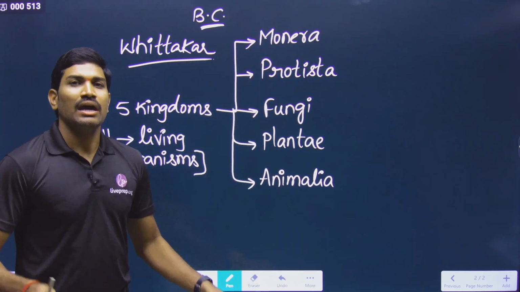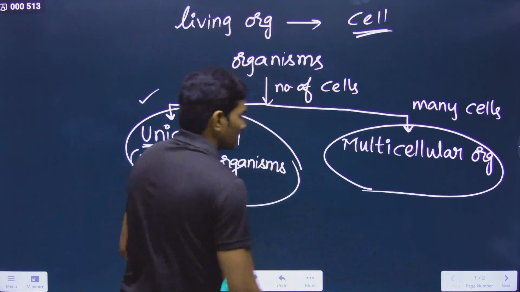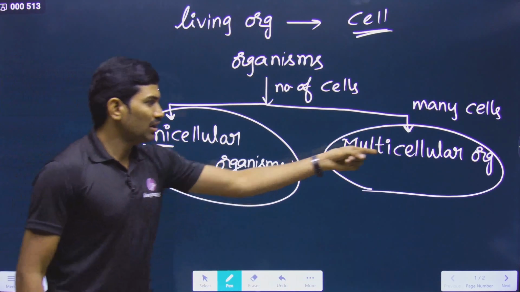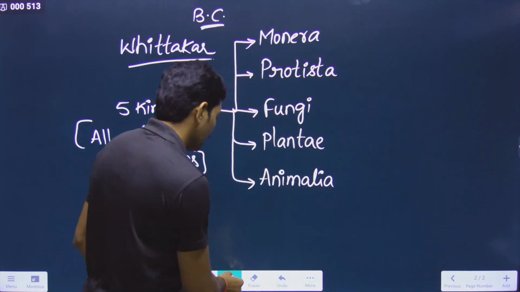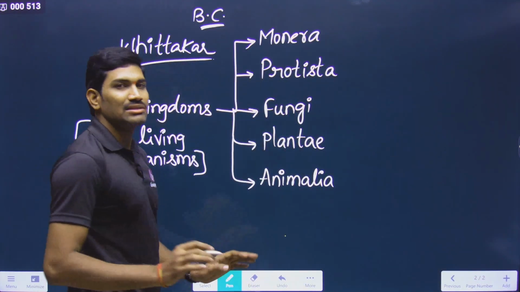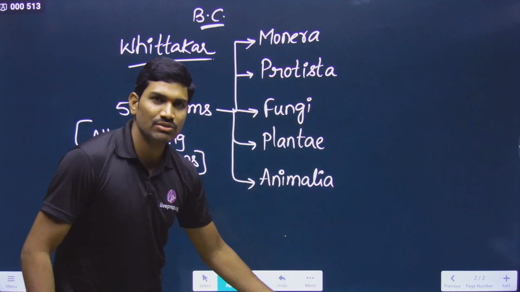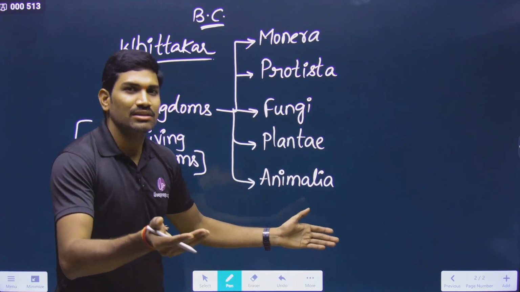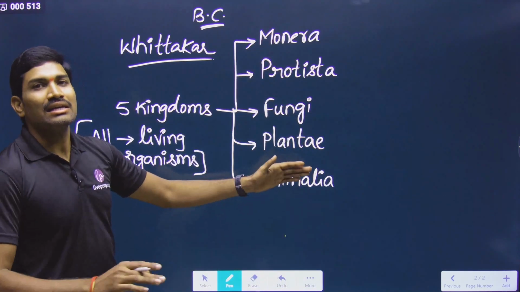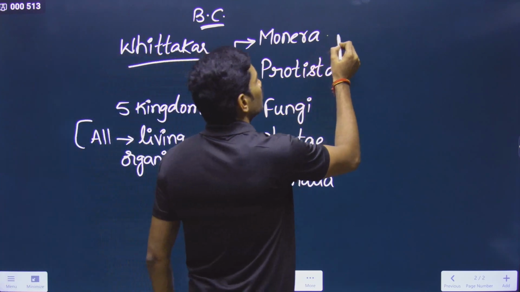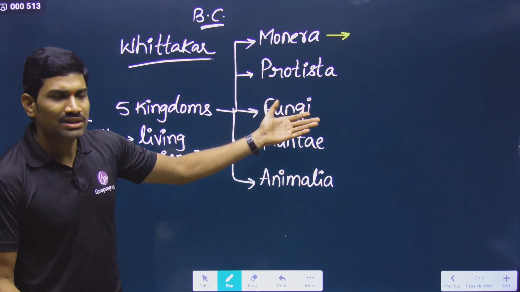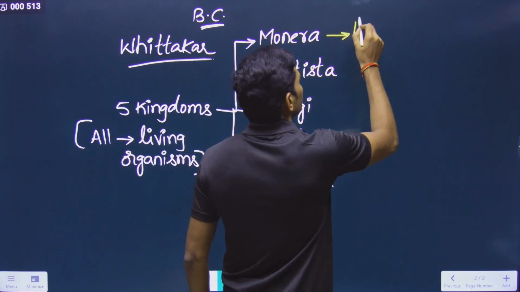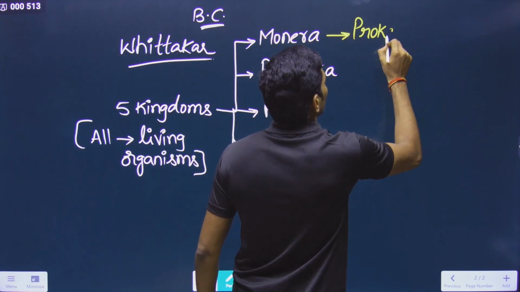That's it. Now just now here we wrote unicellular, multicellular organisms, yes or no? So now that information we will add here. What are unicellular, what are multicellular? That information we need to write. Before writing that, let us write about the type of cells. Kingdom Monera will have prokaryotes or eukaryotes? Which one is it having? Kingdom Monera has prokaryotes.